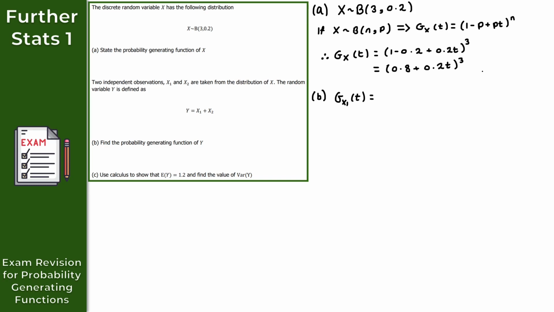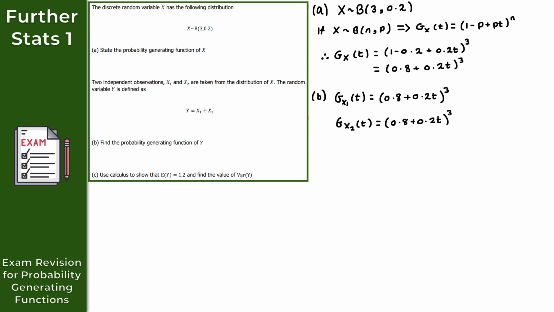Well, in this case, this is actually the same result as here, right? So that is 0.8 plus 0.2t to the power of 3. And the same is true for the second observation x2 and the PGF of that. So g of x2 in terms of t, again, we just get this result here. So 0.8 plus 0.2t to the power of 3.